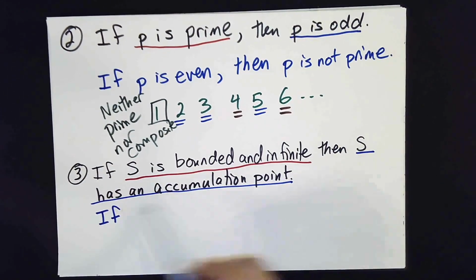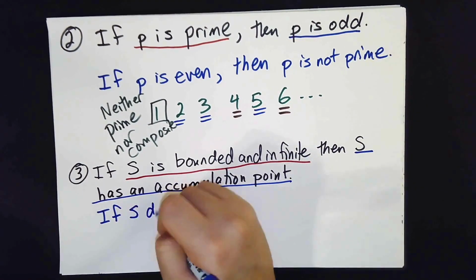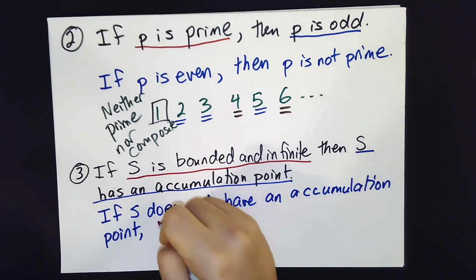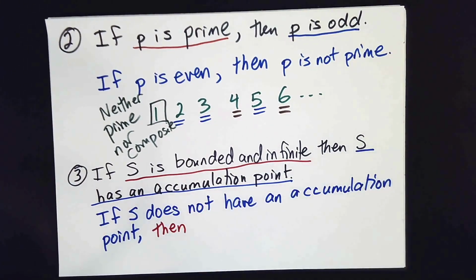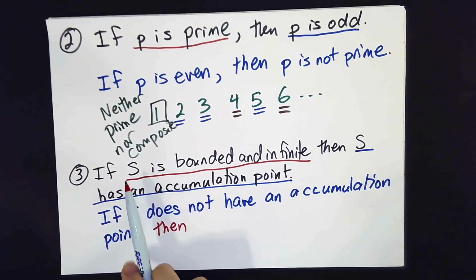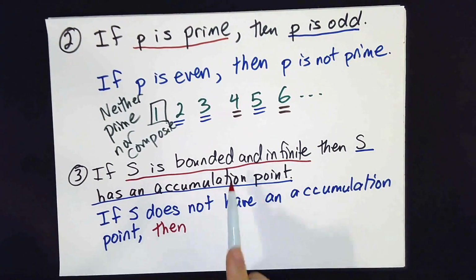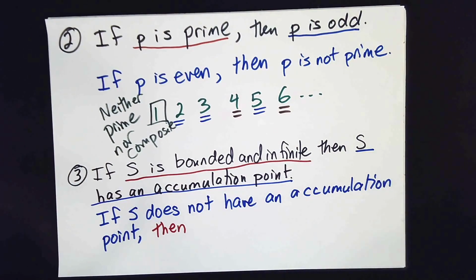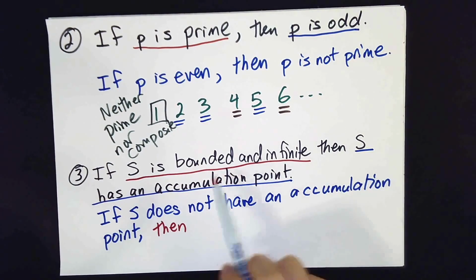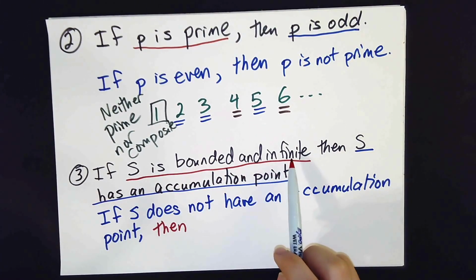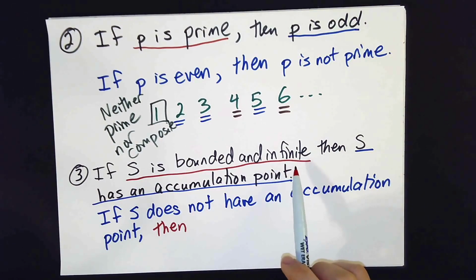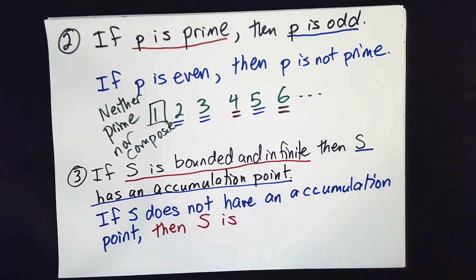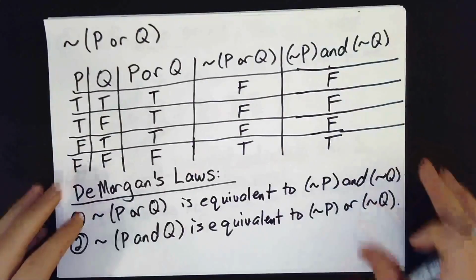So again, negation of S has an accumulation point. If S does not have an accumulation point, then, and now I'm supposed to negate the statement S is bounded and infinite. And so it's really tempting here to say S is unbounded and finite. But what did I do wrong? The thing I did wrong with what I said out loud there is that I did not apply De Morgan's laws.